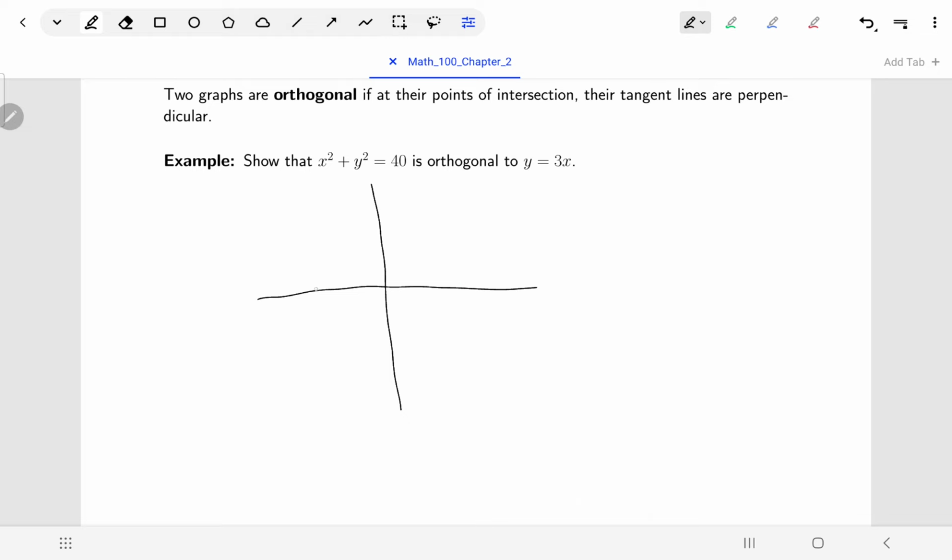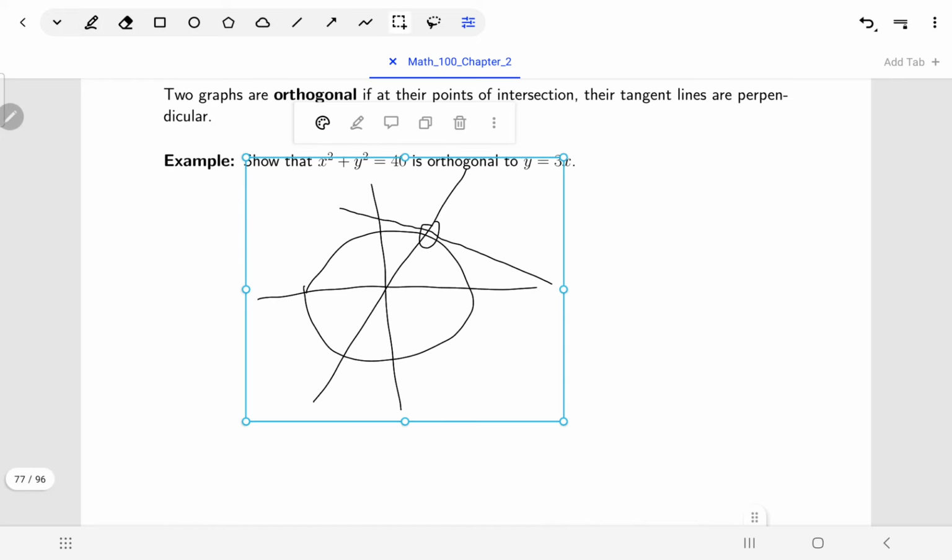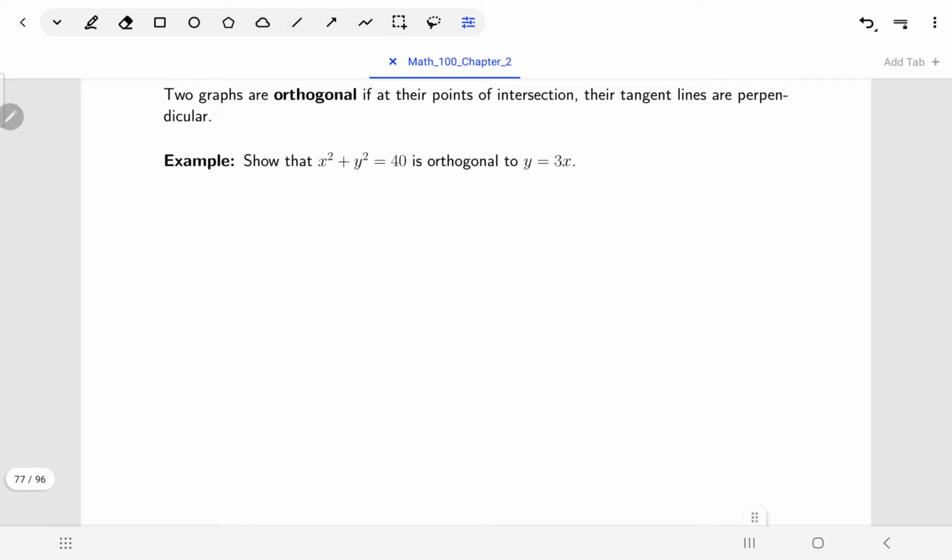We have x squared plus y squared equals 40. That's a circle whose center is at (0, 0), and radius is square root of 40. And y equals 3x is a straight line going through the origin. Looking at this, the tangent line to the circle does appear to cross that straight line at a 90-degree angle. So I have a feeling we're going to come up with a big yes, that the line y equals 3x is orthogonal to x squared plus y squared equals 40.